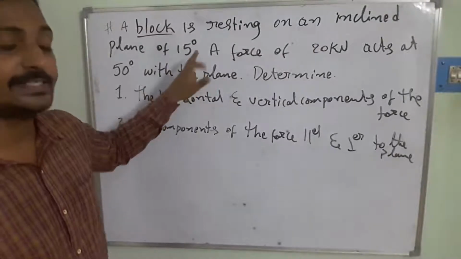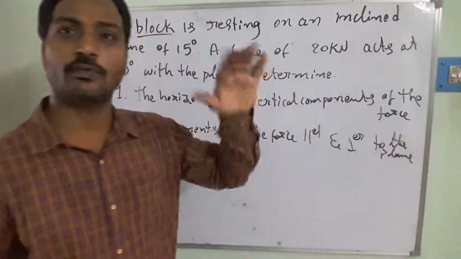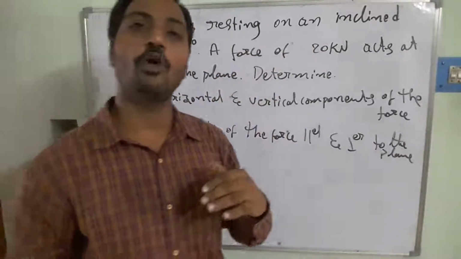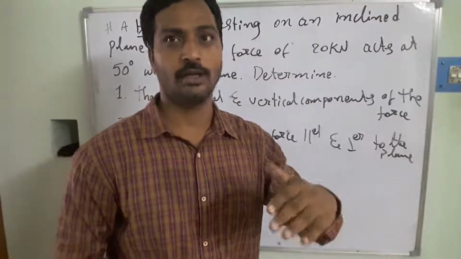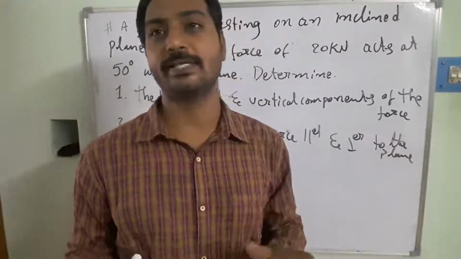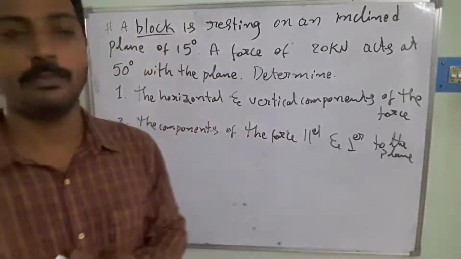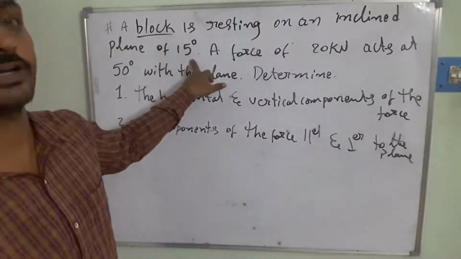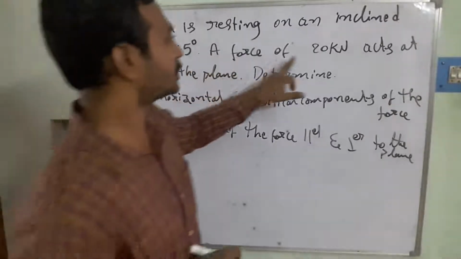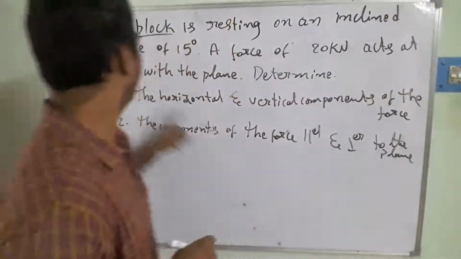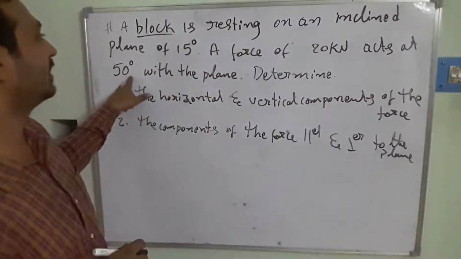It means that this inclination he has mentioned, not mentioned in the vertical and the horizontal. That's why I am going to consider that it is in the horizontal. When it is making the 15 degrees without any mentioning, I am going to consider it in the horizontal. A force of 20 kilonewton acts at an angle of 50 degrees with the plane.